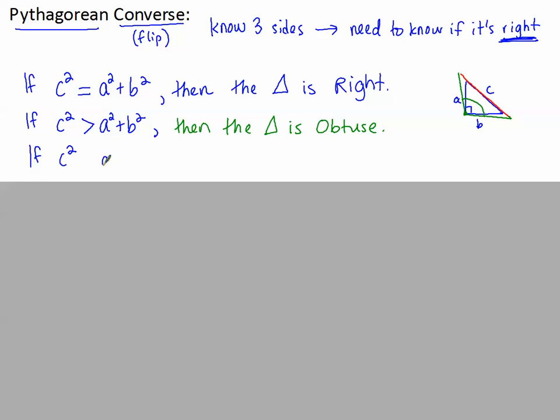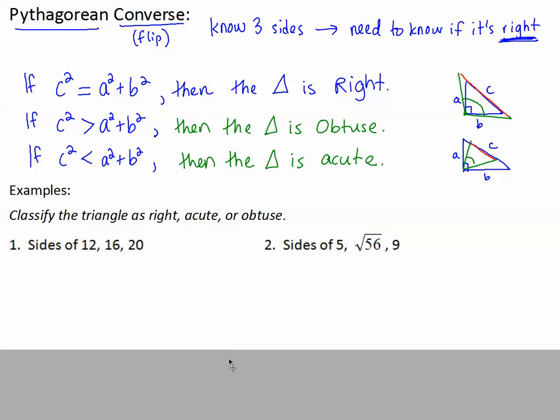Let's think of it the other way. If I do c squared and compare it to a squared plus b squared, and now the c squared is less than, well, what happens in that case? So now I'm going to make c shorter. That way c squared can be smaller. And look what happens when I connect with the other sides. There's my a, there's my b, so this angle is smaller. So less than, c is smaller, think smaller angle, then the triangle is acute. Now we're mostly going to be emphasizing when the triangle is a right triangle, but it's helpful to know what it is if it's not a right triangle. Let's look at some examples.